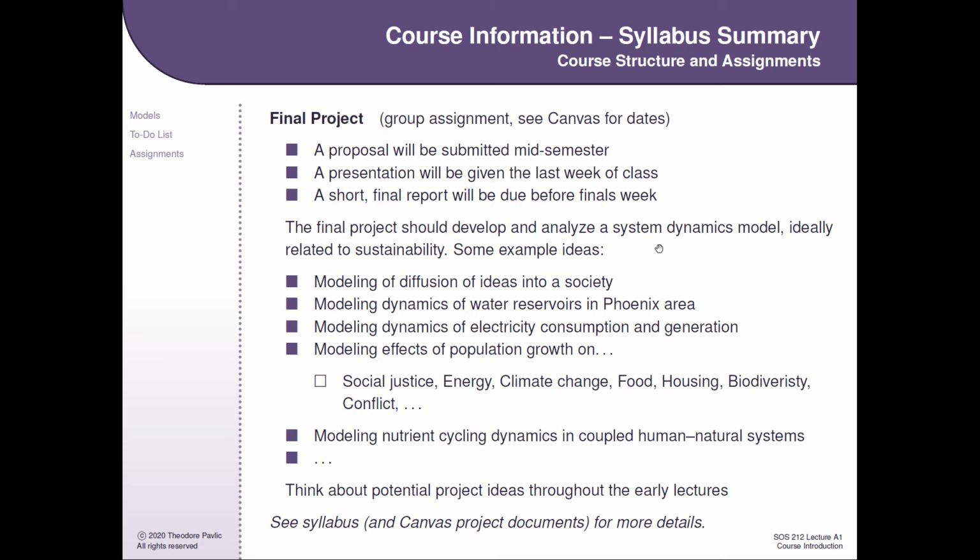It could be some nutrient flow. I give some examples here. It could be the modeling of diffusion of ideas into a society. Why aren't people buying a particular type of light bulb? Or, can we model the pressures for the adoption of a particular sustainable technology? Modeling dynamics of waters and reservoirs around a watershed system. Electricity consumption in a major city. Effects of population growth on a number of different things. The abstract, from social justice to the more concrete, like energy and how these things relate to climate change, etc.